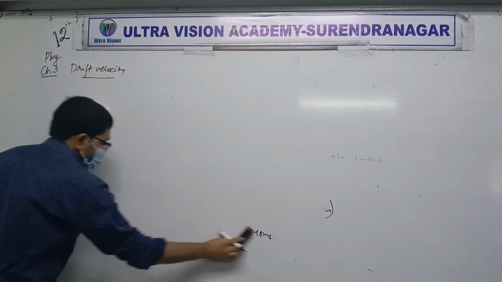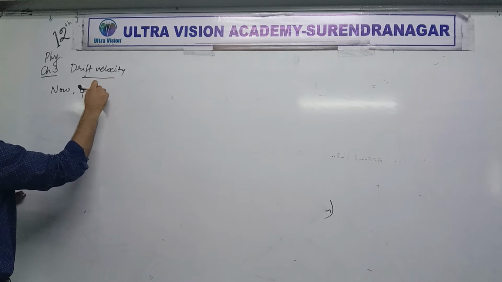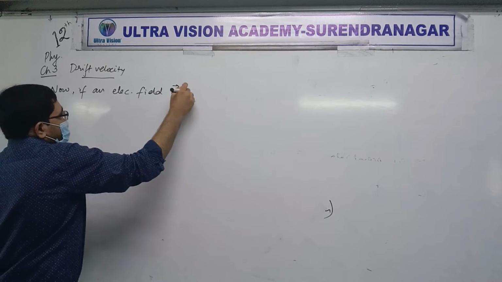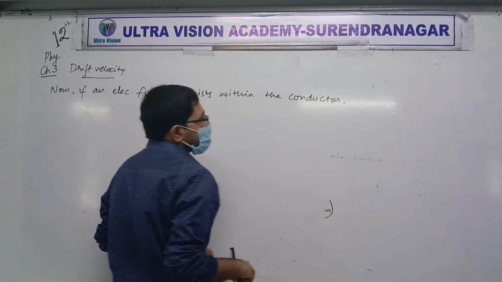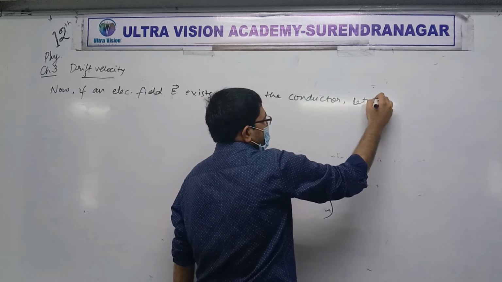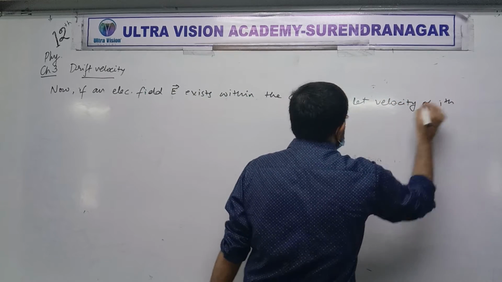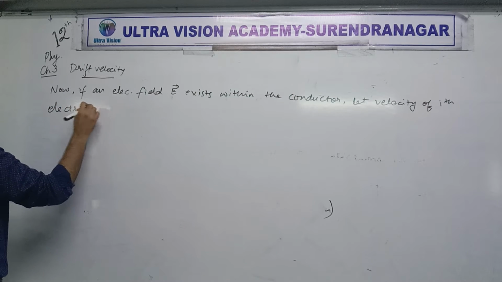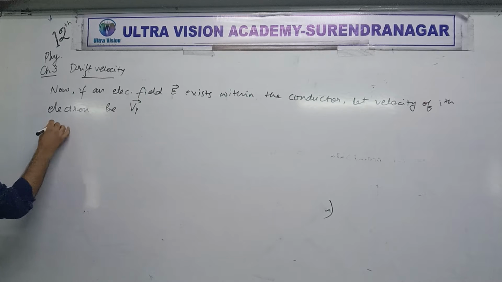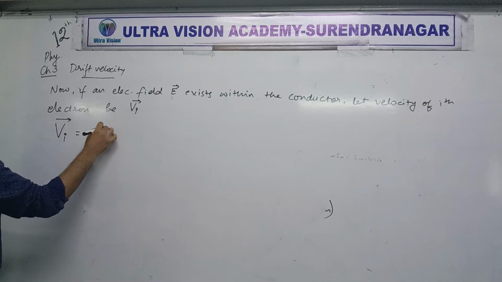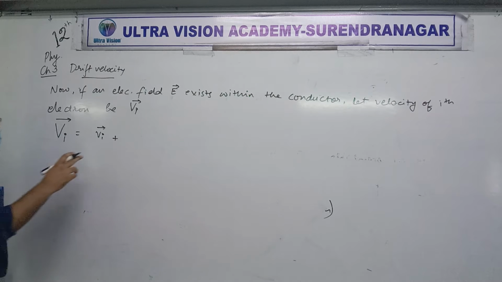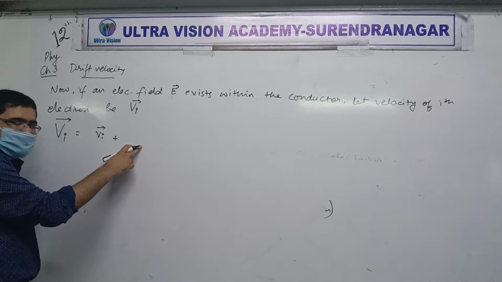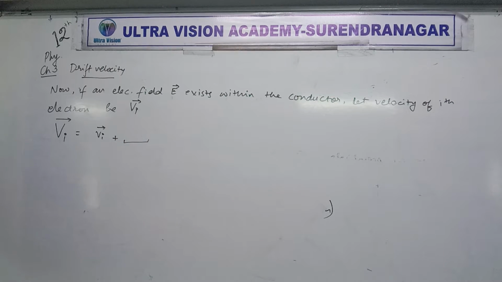Okay. So now if an electric field E vector exists within the conductor, let the velocity of the ith electron be V vector. I'm writing capital V for velocity, but this is a separate case. So capital Vi vector will be equal to Vi vector plus the velocity that is acquired by drift, because of the electric field. You understand what I'm saying? Or not clear?